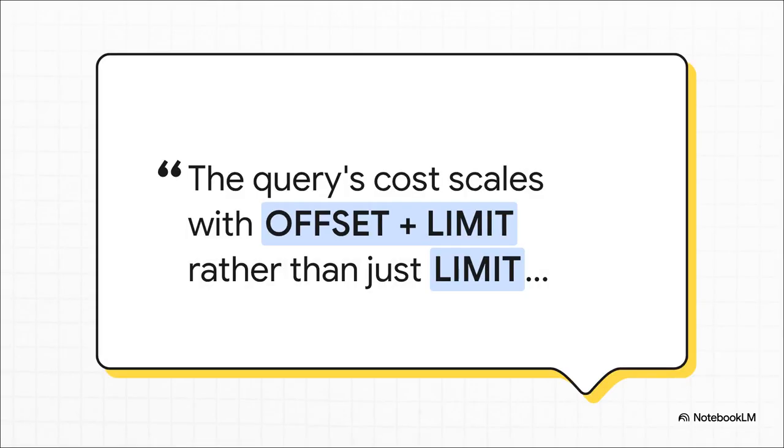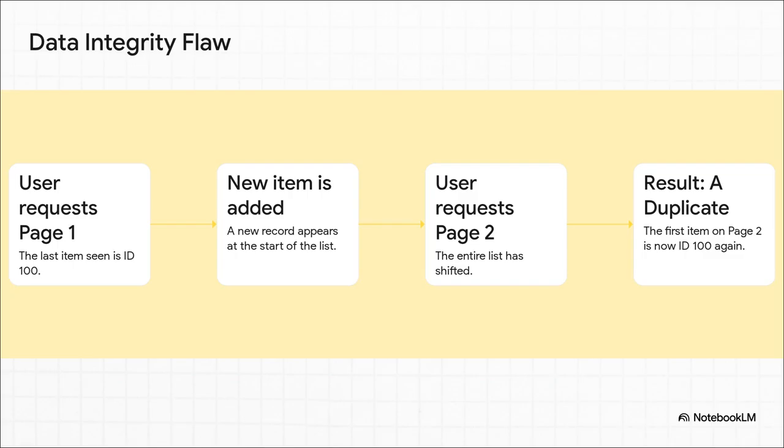And here's the absolute killer detail. A database can't just magically jump to row 100,001. That offset command forces it to actually fetch all 100,000 of the preceding rows from the disk, load them all into memory, sort them, and only then can it throw them all away to give you the 10 rows you actually wanted in the first place. The query's cost just explodes as the offset grows. It's a performance nightmare.